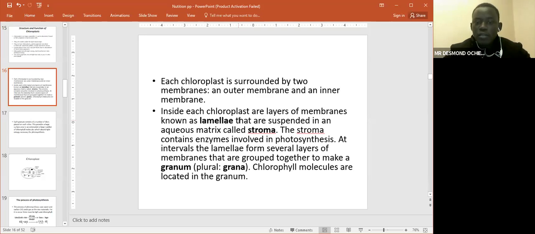And at intervals, the lamella forms several layers of membranes that are grouped together to make a granum. But if they are many, we call them grana. Okay? Then the chlorophyll molecules are located in the granum. Okay?